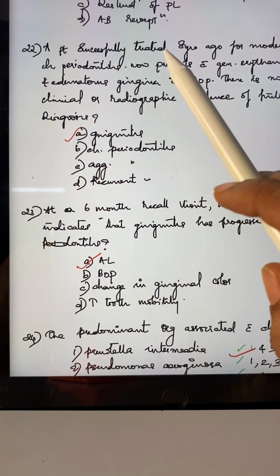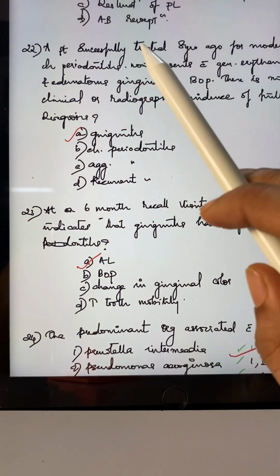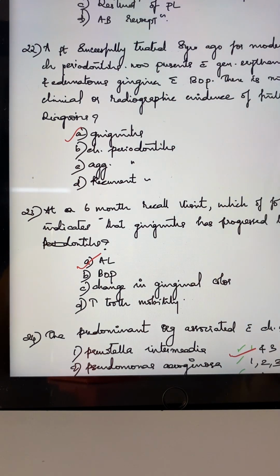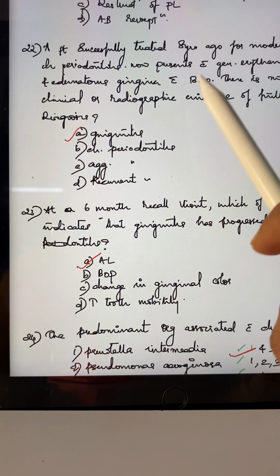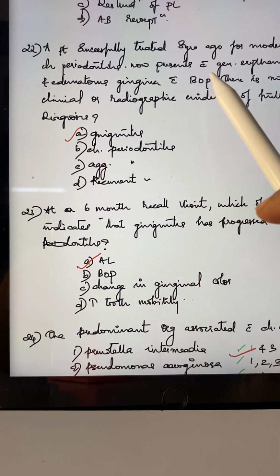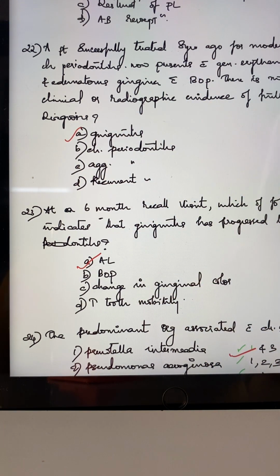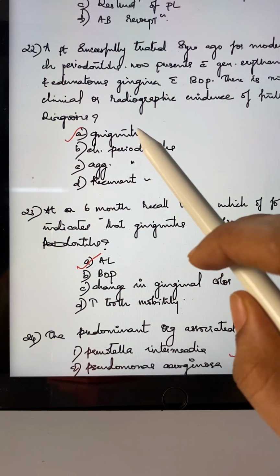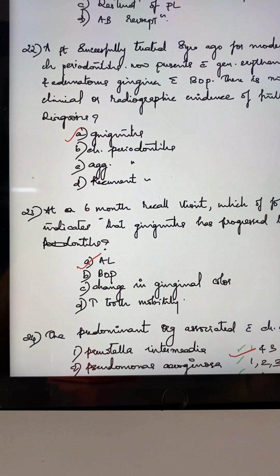A patient was successfully treated 8 years ago for moderate chronic periodontitis, and now presents with generalized erythematous and edematous gingiva with BOP. That means they have a problem only at the gingival level. There is no clinical or radiographic evidence of further attachment loss. So now the diagnosis is not periodontitis, it's gingivitis. So the answer is gingivitis, not chronic, aggressive or recurrent periodontitis.